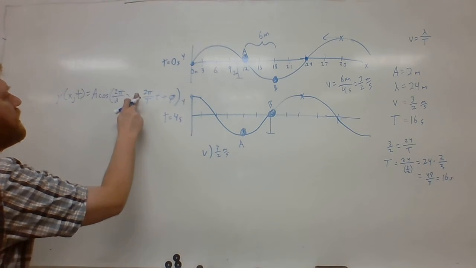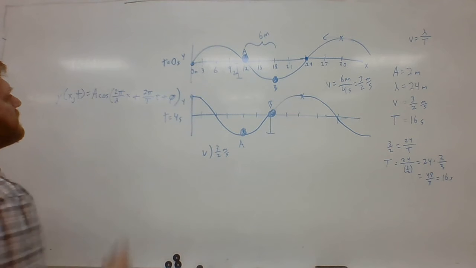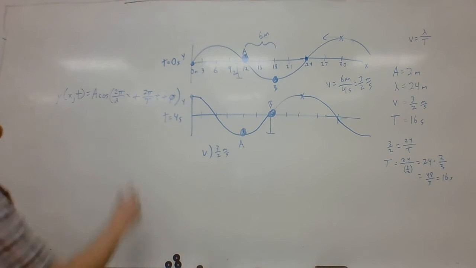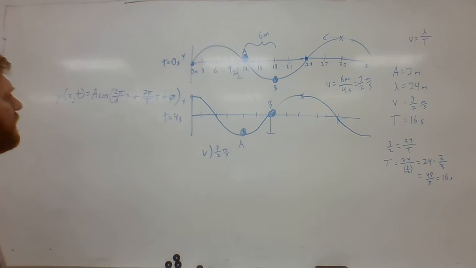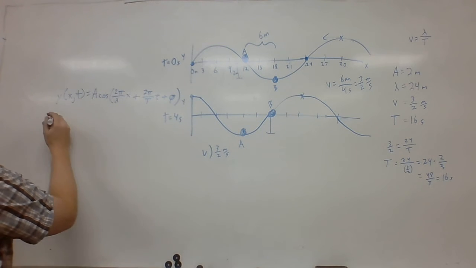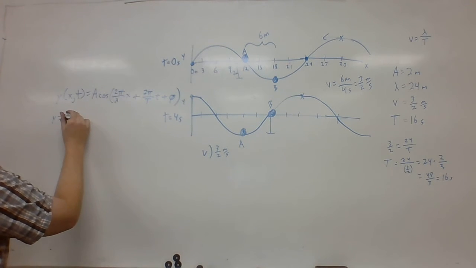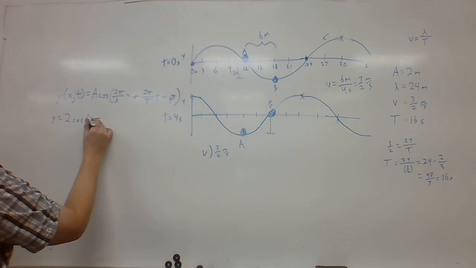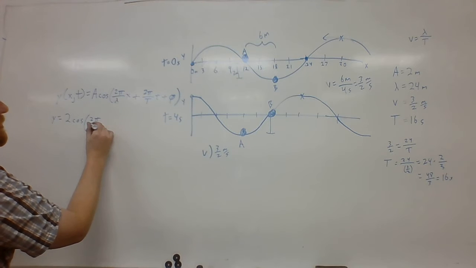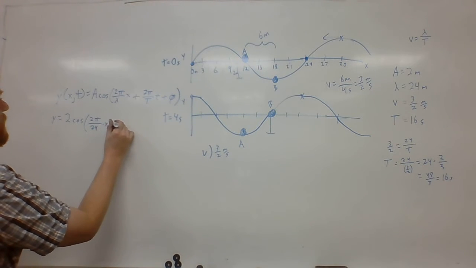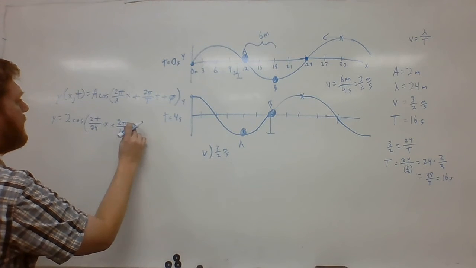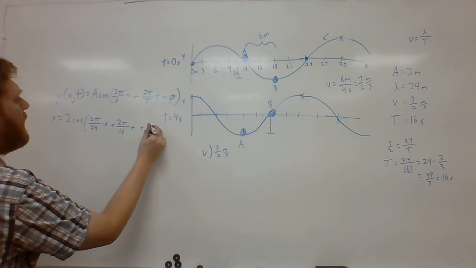Since our wave is moving to the left, we know that corresponds to a plus. I suggest you just memorize that, but if you really want to work it out, you'd have to do a simpler situation and mathematically make sense of it. Now let's plug in everything that we know. y is equal to A, amplitude is 2 meters, cosine of 2 pi over wavelength, which is 24 meters, times x, plus 2 pi over the period, which is 16 seconds, times t, plus our phase constant.